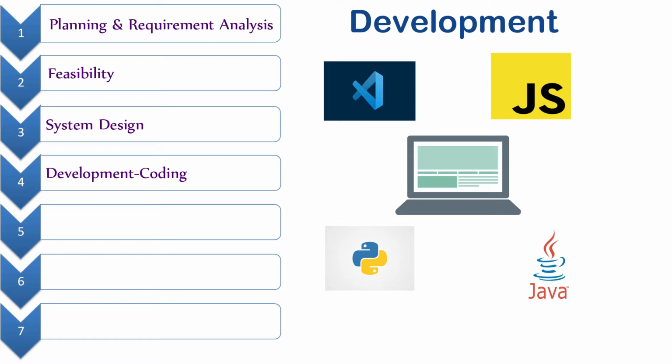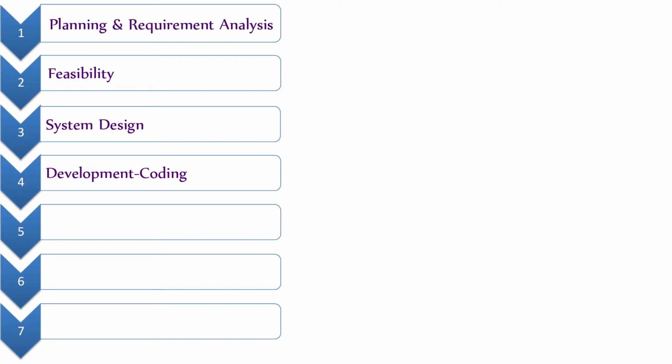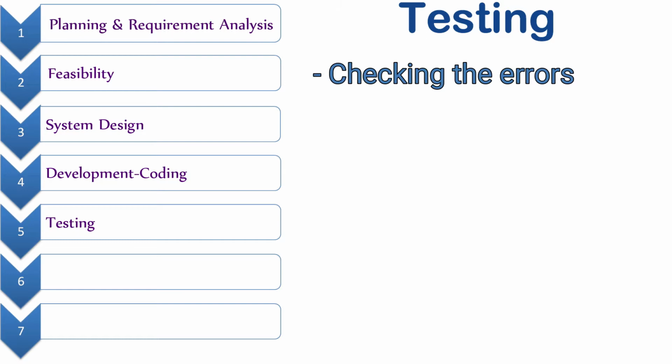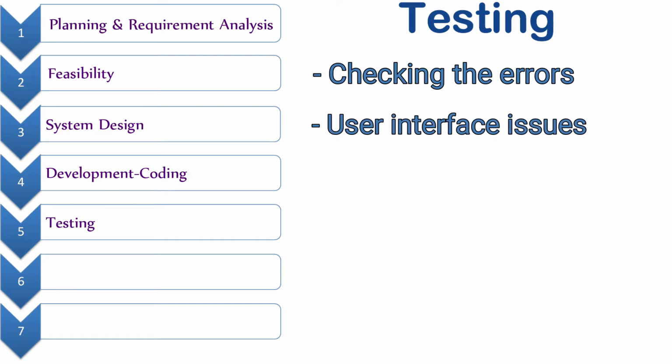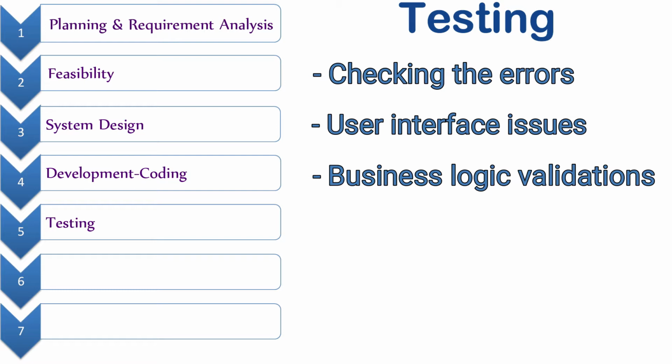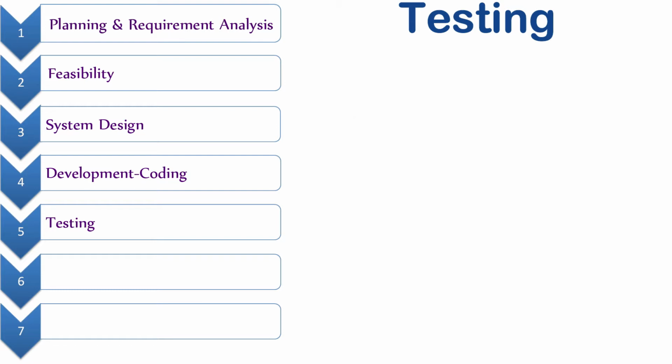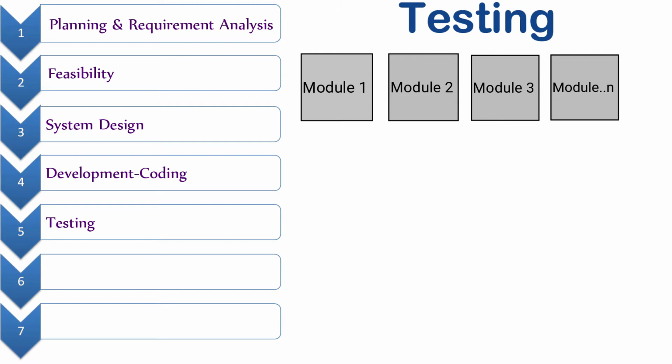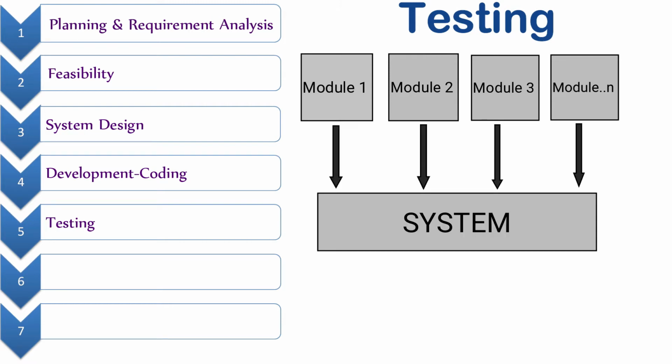Once the coding is done, the system is developed. Before delivering it to the customer, the solution is tested by the testing team. Testing is done for checking errors, user interface issues, and business logic validations. Nowadays, development is done in parts or modules, so all modules are merged, that is integrated, and then testing is run on the whole system. If errors or business logic issues are found, it goes back to the development phase and then comes back to testing until it works absolutely error-free.